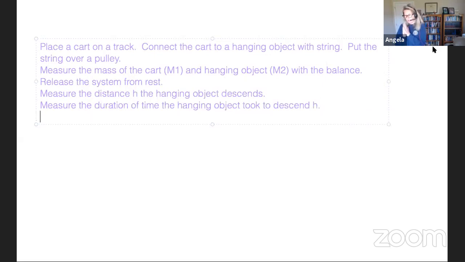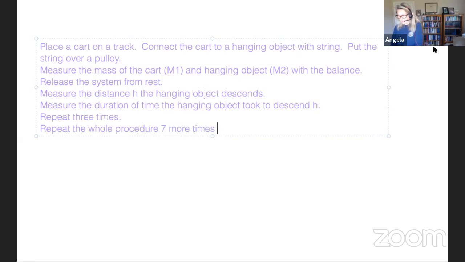We measured the mass. Okay, now I'm going to say repeat 3 times. Now we're going to repeat the whole procedure 7 more times with different masses of hanging objects. How's that?